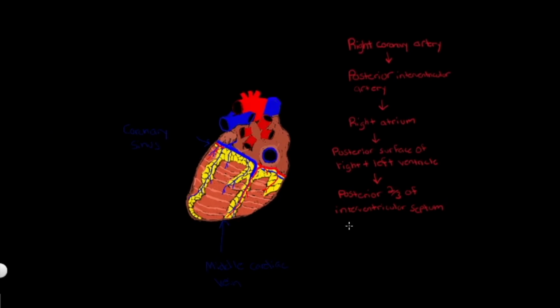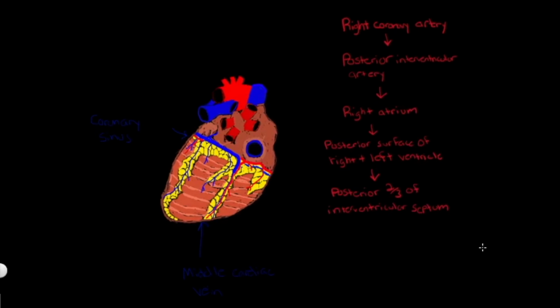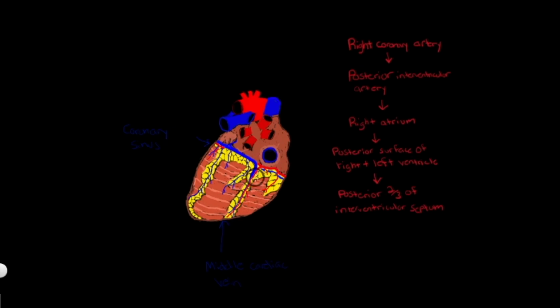The last of the veins that we have is the middle cardiac vein, and just like the great cardiac vein followed the left anterior descending artery, the middle cardiac vein follows the posterior descending artery on the back of the heart. So it drains blood from the right ventricle and the left ventricle, because the posterior interventricular artery supplies blood to the posterior 2/3 of the right and the left ventricle.